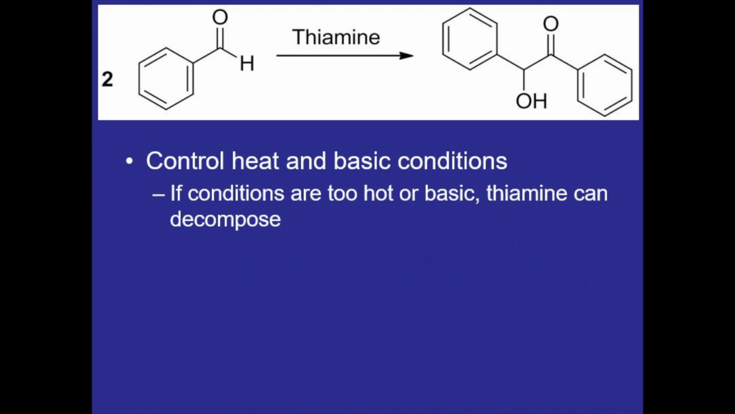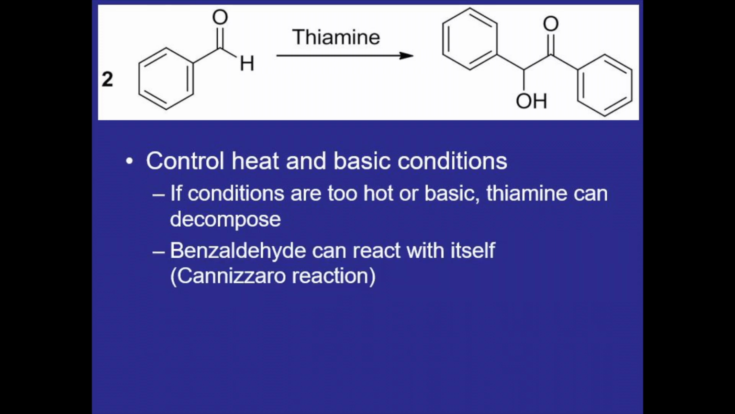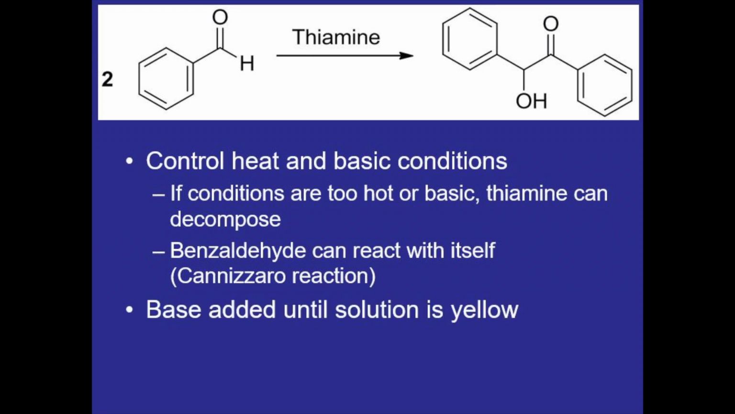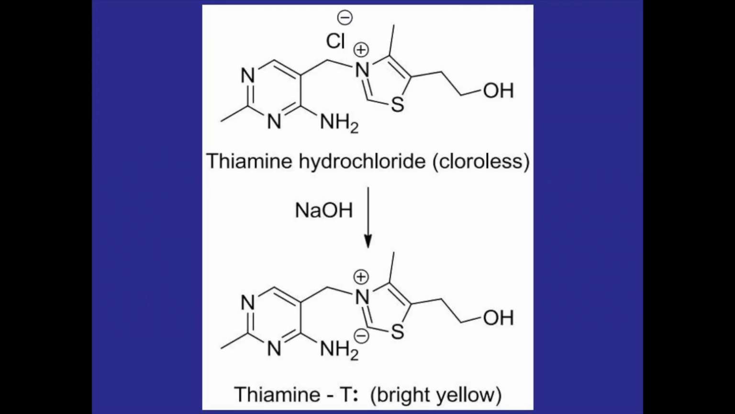Also, if we add too much base, benzaldehyde will just start to react with itself like we saw in the Cannizzaro reaction. So we'll add the base dropwise slowly until the solution turns yellow. And that's because thiamine hydrochloride is a salt and it's colorless, but as it interacts with sodium hydroxide, it turns a bright yellow color, and so we'll just add the base up until that point.